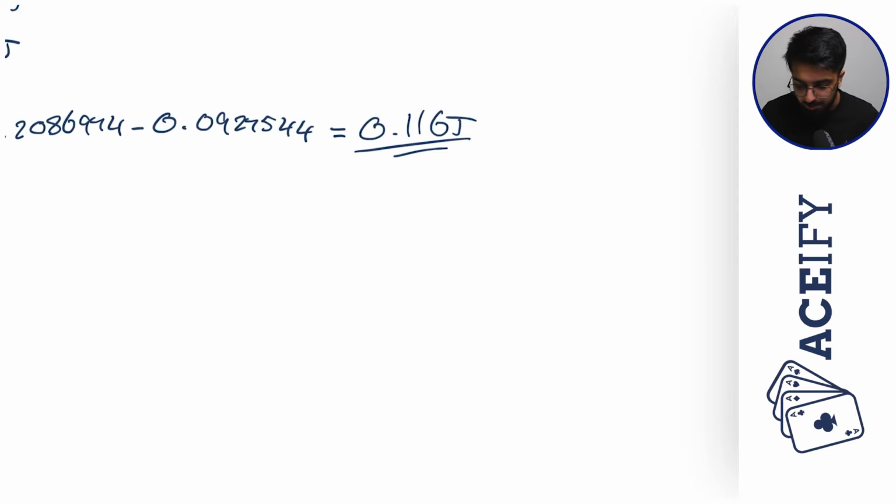There we go. Now the marking schedule gives 0.118 joules, however, I just think this is a discrepancy in rounding, okay? Basically the same answer.